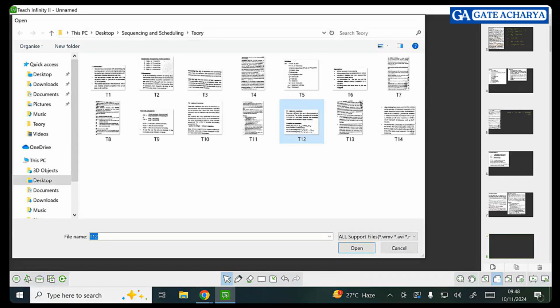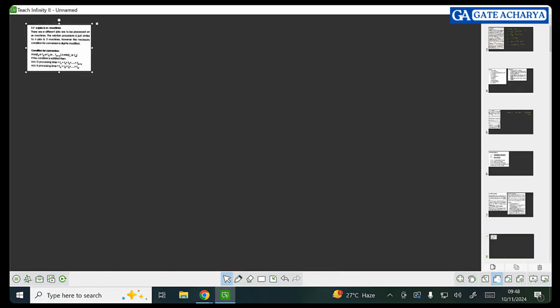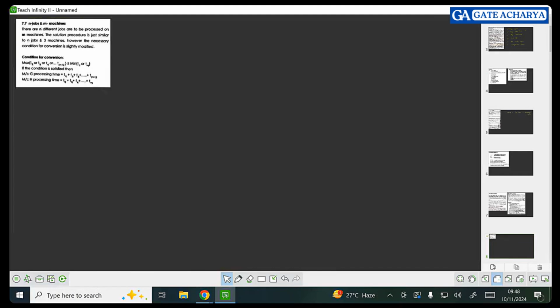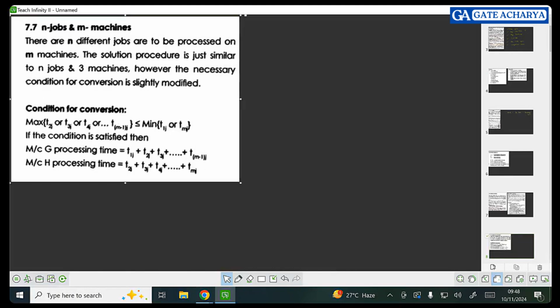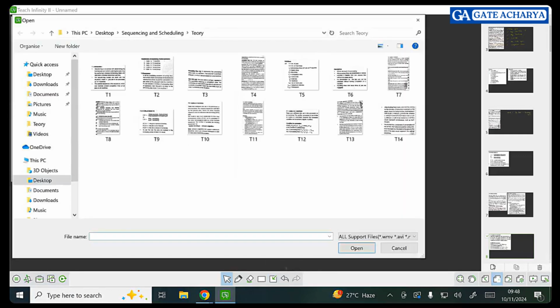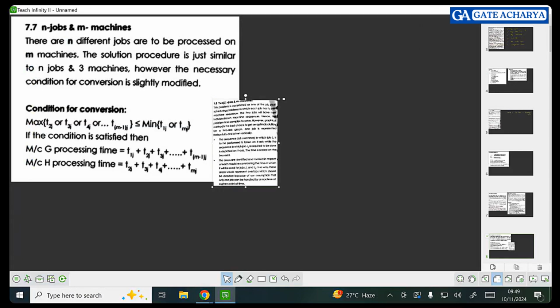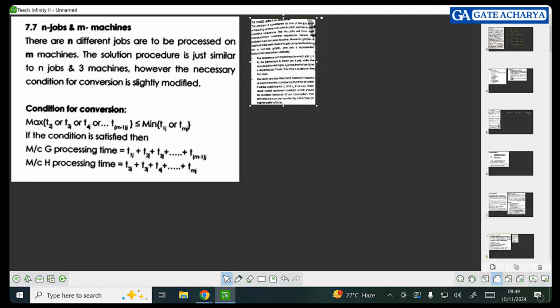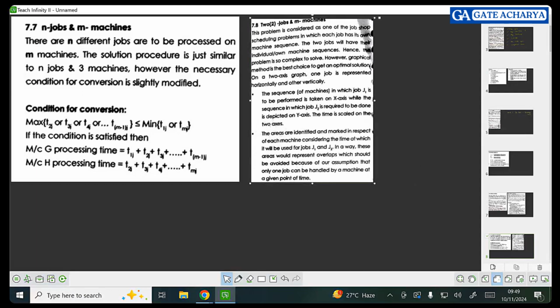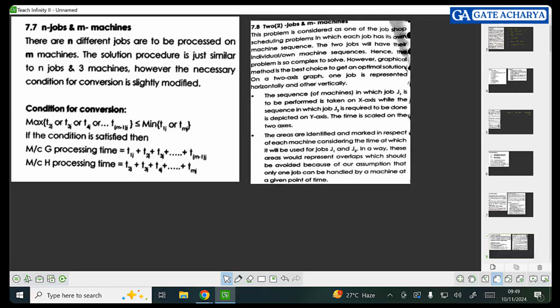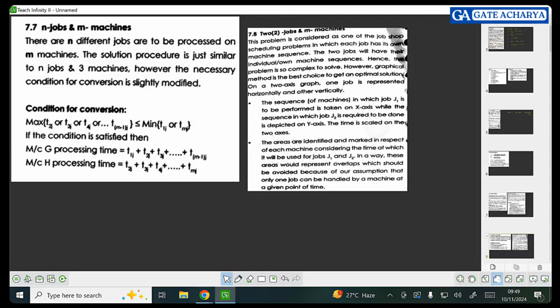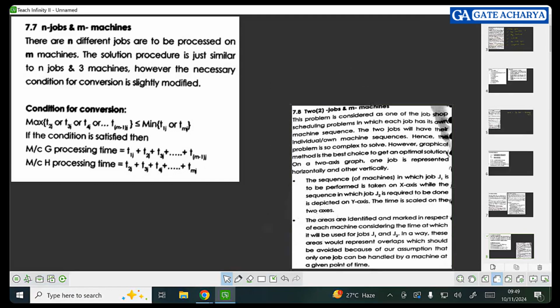N jobs, M machines. So it will be useful for your future. Just have a look on this. Two jobs, M machines. Machines are more, jobs only 2. More number of machines, jobs only 2. Okay, this is another one. That's all about this.